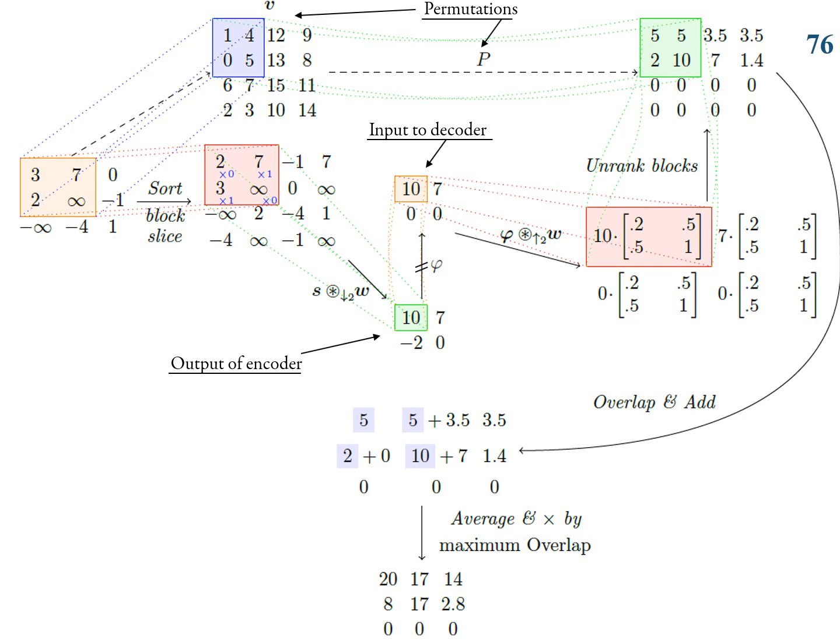Then at the bottom, we overlap and add. But actually what we're going to do is overlap and average. So if we add 2 terms, you divide by 2. If you add 4 terms, you divide by 4. And when I say multiply by the maximum overlap, in this case the maximum overlap is 4, because in the middle of the matrix there were actually 4 values that contributed to that value. So that's 10, 7, and 2 zeros. The total number of terms was 4, so the maximum overlap in this case is 4. So you multiply the overlapped and averaged result by 4, and you get the output of the decoder.